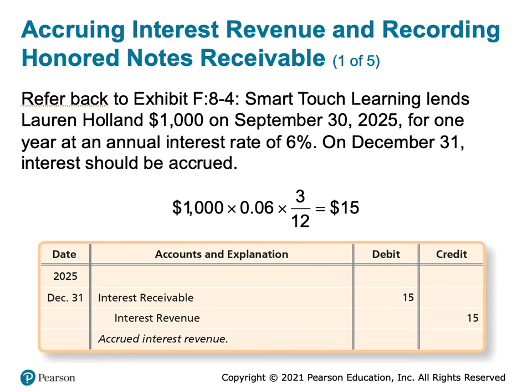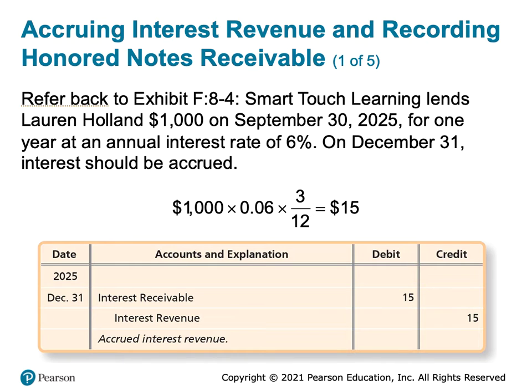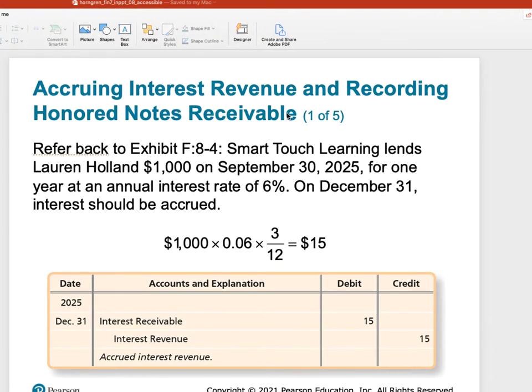so back to our presentation here. We have this example where we lent Lauren Holland $1,000 on September 30th for 1 year at an annual interest rate of 6%. On December 31st, we need to accrue interest. And so let's jump back really quickly. On September 30th, we had a debit to notes receivable and a credit to cash. So that was our initial entry when we lent her the money. Now we're saying it's December 31st, and we need to account for the interest that we've already earned, but we have not yet received. And so let's jump into Excel.